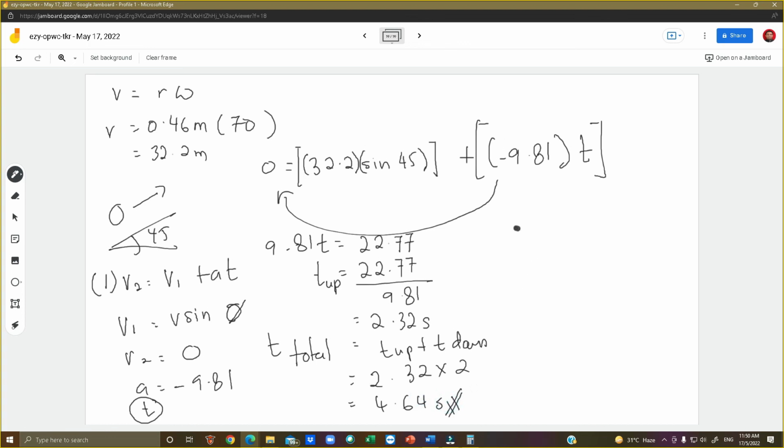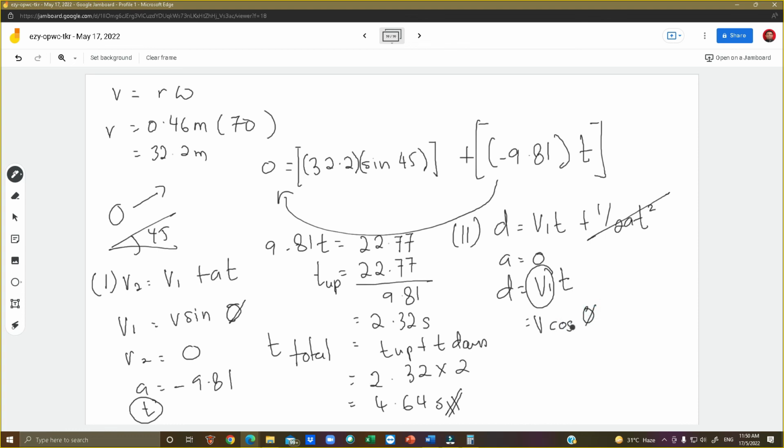Now, to the second equation. D equals V1T plus half AT square. And since the case is horizontal, A equals 0. We can cancel all that. So we have D equals V1T. Now, V1 is V cos theta. Why V cos theta? Because this is the horizontal case. Vertical case, sin. Horizontal case, cos. We discussed this before. Okay, T here is T total.